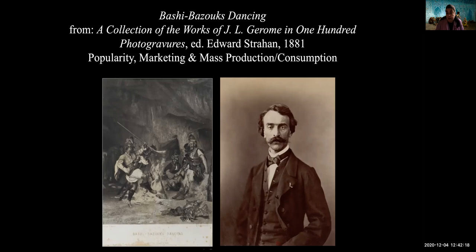And part of that success was because he married into a family of publishers, the Goupil. They owned Goupil and Company, and they were publishers who bought some of his paintings and then with that bought the rights to them and reproduced them.